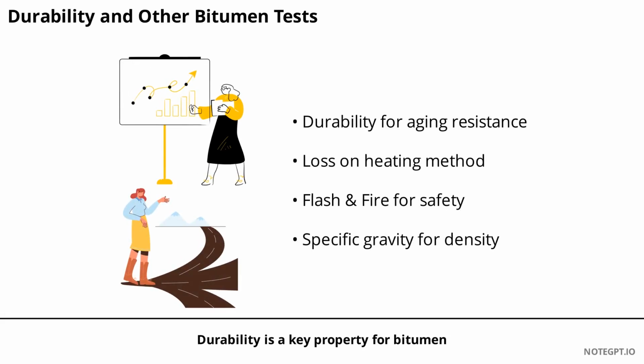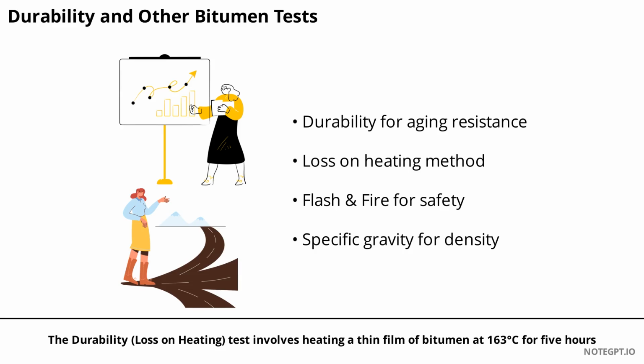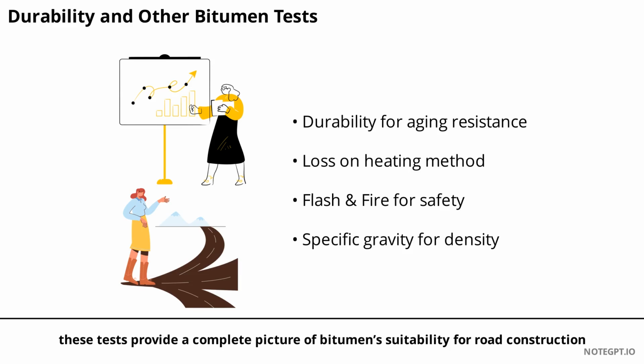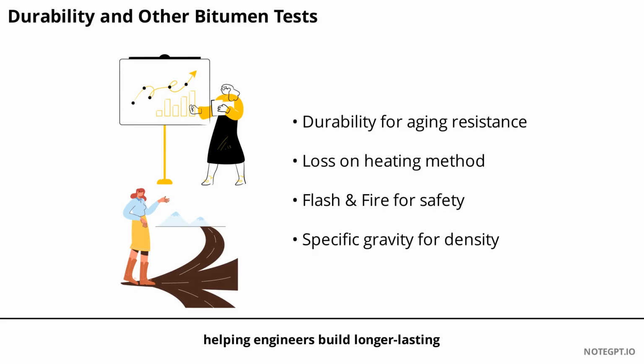Durability is a key property for bitumen, ensuring it resists aging and retains its binding ability over time. The durability, loss on heating, test involves heating a thin film of bitumen at 163 degrees C for 5 hours, then measuring weight loss and changes in properties. Other important tests include flash and fire point for safe heating, specific gravity for density, and float and solubility for consistency and purity. Together, these tests provide a complete picture of bitumen's suitability for road construction, helping engineers build longer-lasting, safer highways.